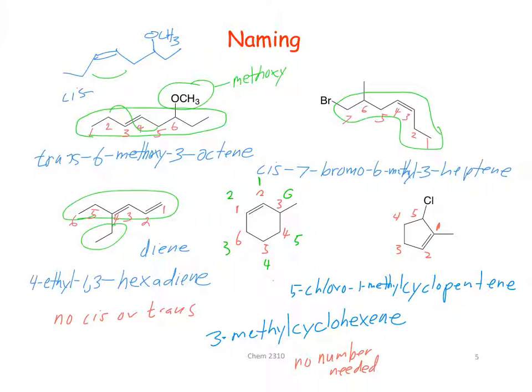Okay, so we cannot have trans in a ring until we have 8 carbons in the ring, or greater than or equal to 8 carbons. So if we had cyclooctene, that's the first place where we can start to have a trans double bond in the ring.